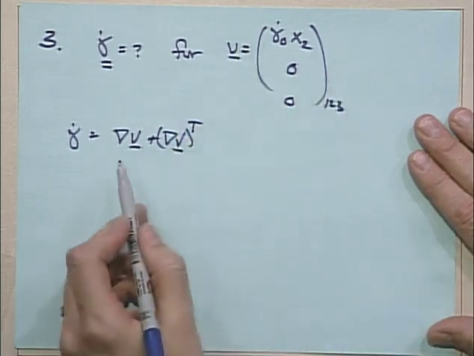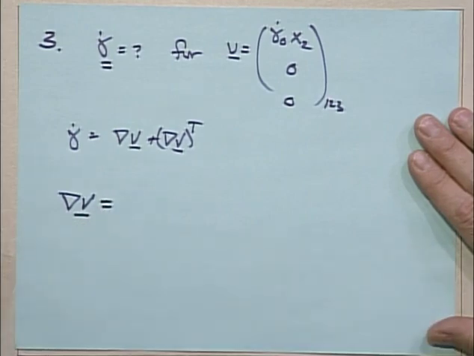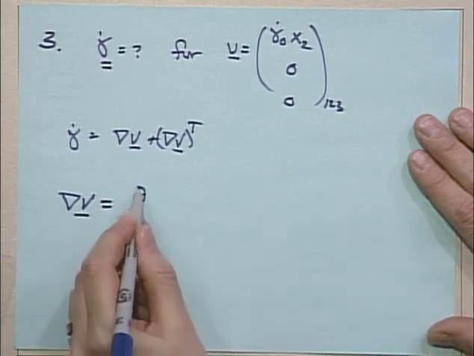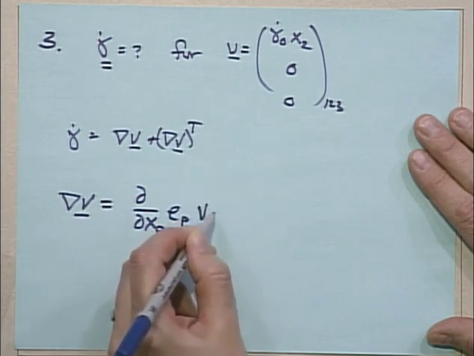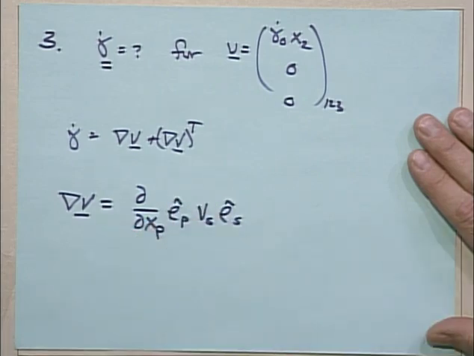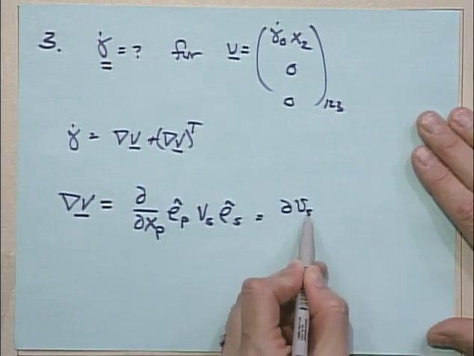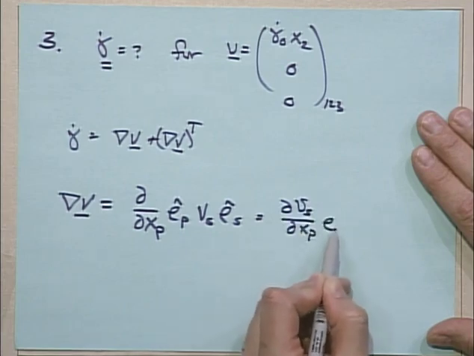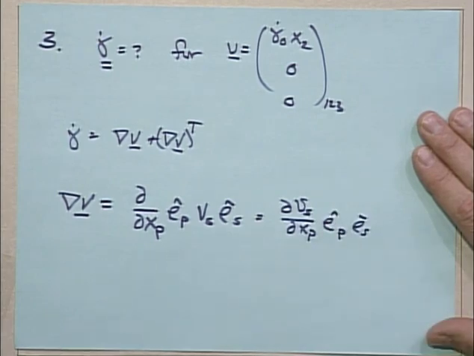So we've got the V. We need del V, so we go to Einstein notation. What's del V? This actually requires some practice that I recommend you do. All right? So we go back and we do d by dx_p e_p v_s e_s. It's a tensor. There are 2 basis vectors. We can put that v up into the derivative. And so it's got 9 components.